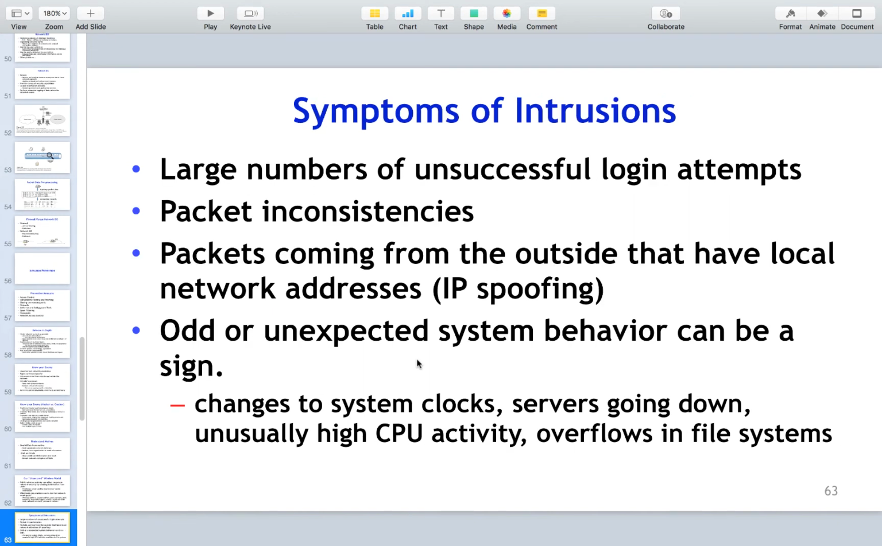So what are some of the symptoms of when these types of attacks happen? You start seeing, through the logs that you're getting from the intrusion detection systems or these sensors, large numbers of unsuccessful login attempts. Somebody's trying to brute force the logins. Packet inconsistencies. Packets coming from the outside that have a local network address. Someone's trying to spoof, but they're coming from the outside. Odd or unexpected system behavior can be a sign. This is going to come up with anomaly intrusion detection. Changes to system clocks, servers going down, high CPU activity, all these types of things are symptoms that somebody might have broken into the network.